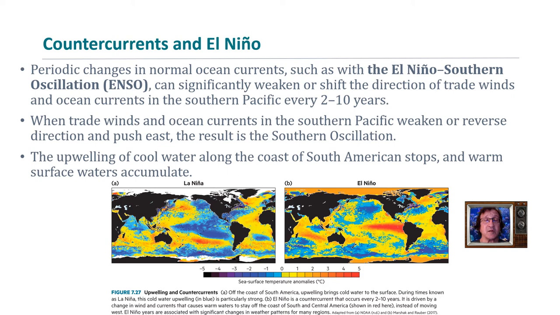Countercurrents could also come up, and solar incidence on the oceans could also cause these periodic effects that we see in the Pacific called El Niños and La Niñas. And this just has to do with temperature, particularly of the Pacific Ocean, and how it affects the temperature of surrounding bodies of water like the Atlantic Ocean or the Indian Ocean.